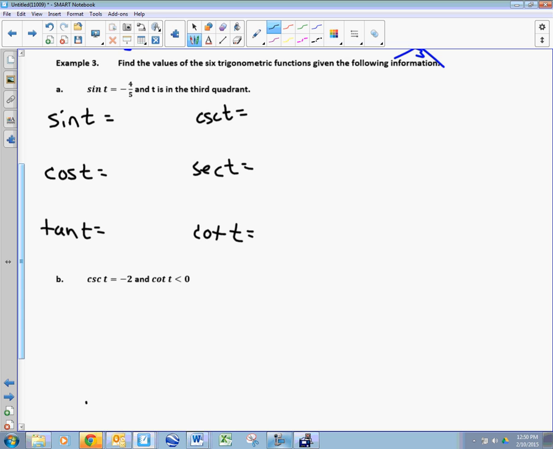Sometimes people don't even do that, and I go nuts. What's the obvious one that you can write down? Yeah, negative 4/5. They give you one right there, so put it down. If I know that one, which other one should I know pretty easily? Cosecant is simply the reciprocal. So you see how you got 2 out of the 6 right away. 2 out of 6 points is better than 0 out of 6 points.